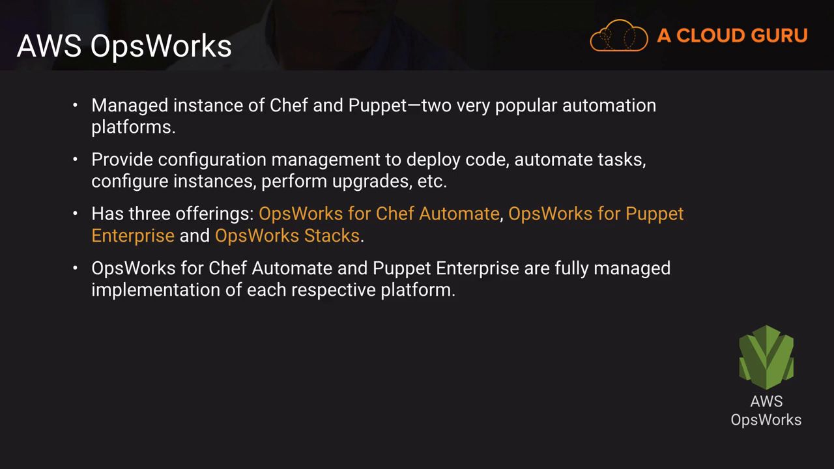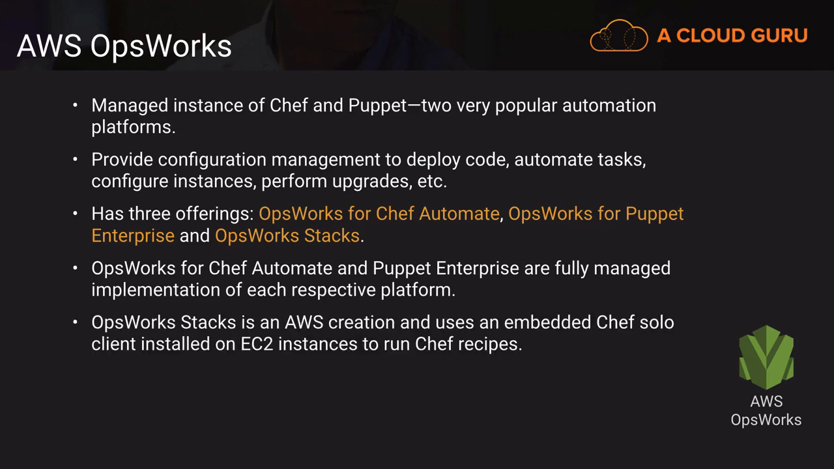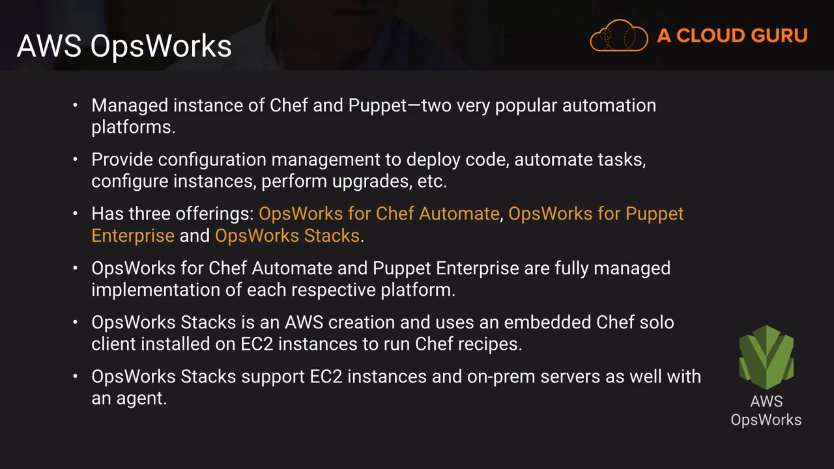Now, OpsWorks for Chef Automate and Puppet Enterprise are just fully managed hosted versions of those platforms. So if you currently use those on-premise, then it makes a whole lot of sense to use a version of these on AWS. Now, OpsWorks Stacks is an AWS creation, but it's compatible with Chef recipes. And it uses this embedded Chef Solo client that gets installed on your EC2 instances to execute those recipes. And OpsWorks Stacks also supports on-premise servers as well, as long as they have the agent installed.